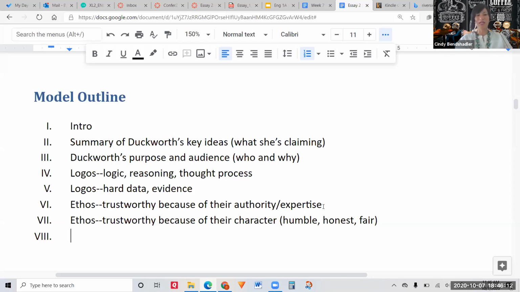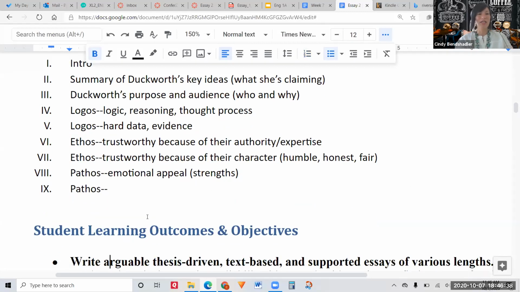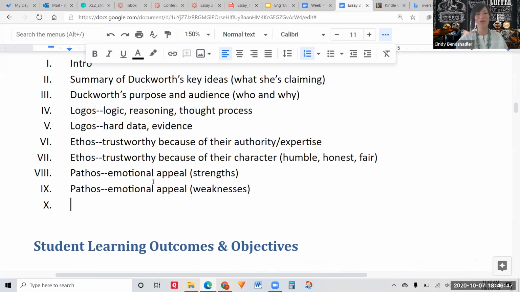Well, that's already 7 paragraphs. Now I'm going to go further than you necessarily need to go. Like you might only have 1 paragraph on logos. You might only have 1 paragraph on ethos. But I just want to show you how with pathos and the emotional appeal, you might have 1 paragraph on the strengths of her emotional appeal. But you could even have a paragraph where you talk about the weaknesses of her emotional appeal, right? So I'm just showing you how, if you put this essay on steroids, the deeper you go into each of these topics, the more you could go in.